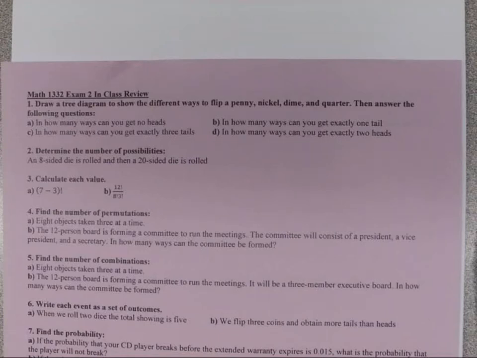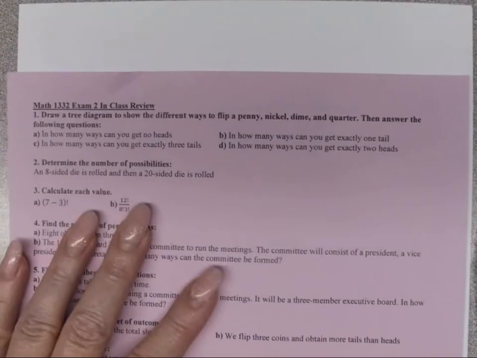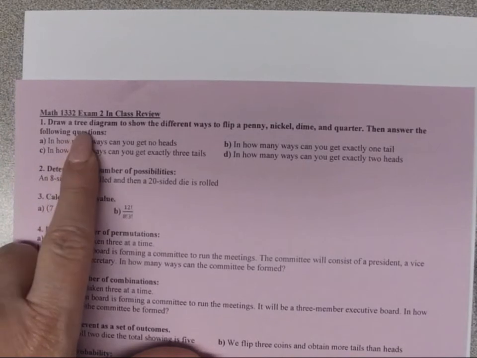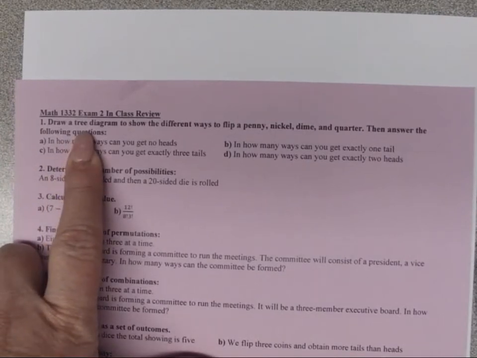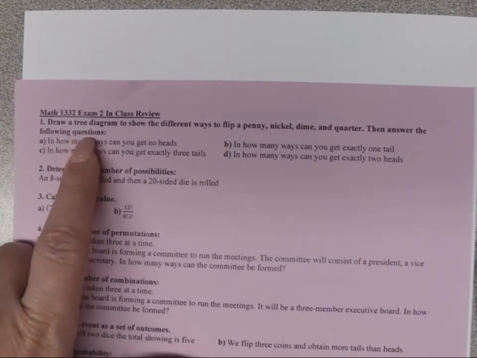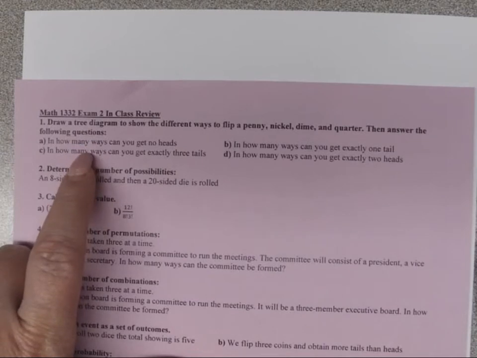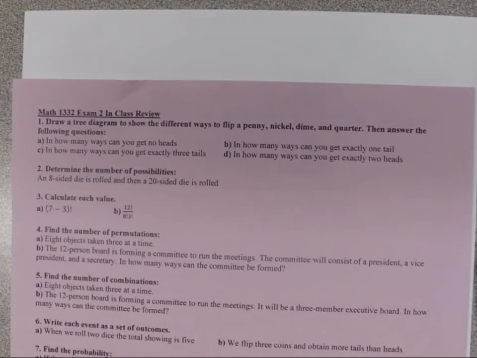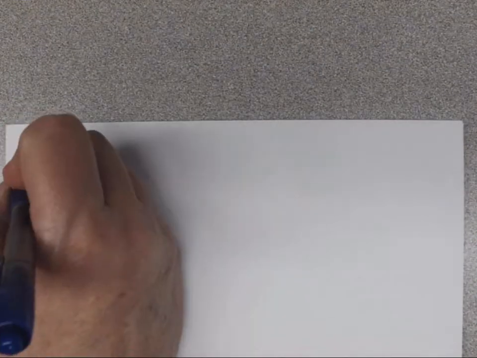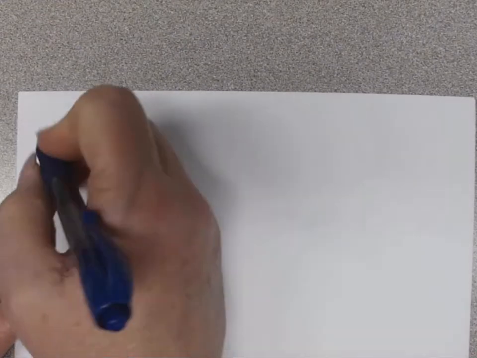Okay, so we are looking at drawing a tree diagram to show the different ways to flip a penny, a nickel, dime, and quarter, and then answer the following questions. So we've got 4 coins, so we're going to flip 4 coins. So the first thing we need to do is draw a tree diagram. So this is where we're going to begin.